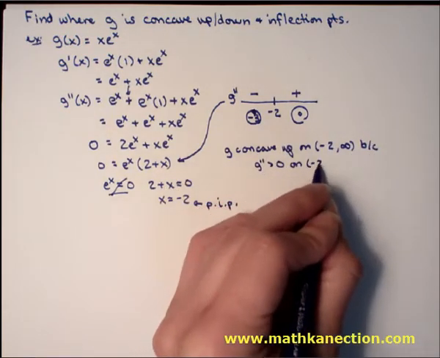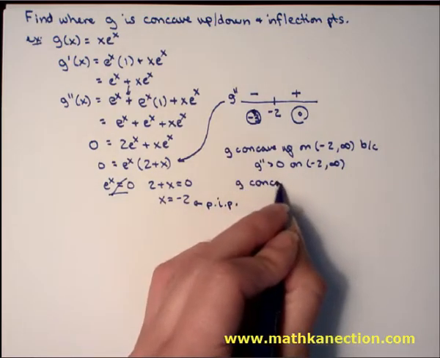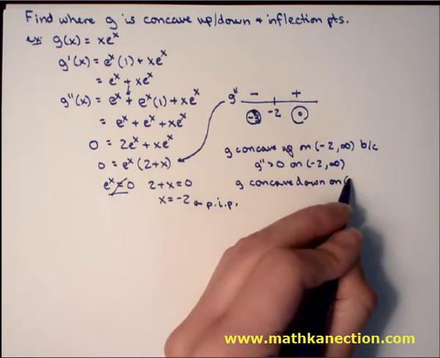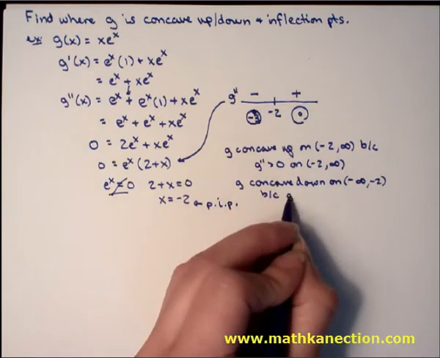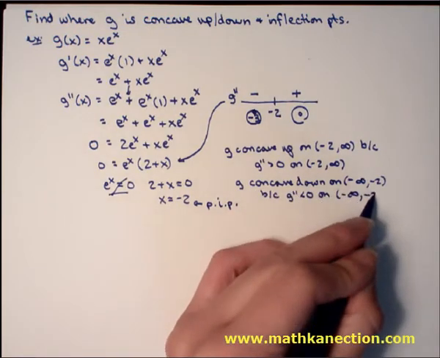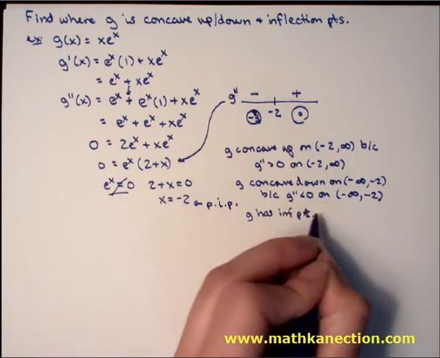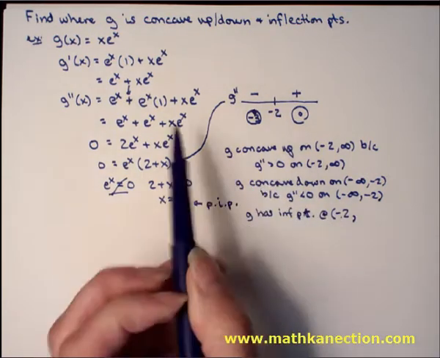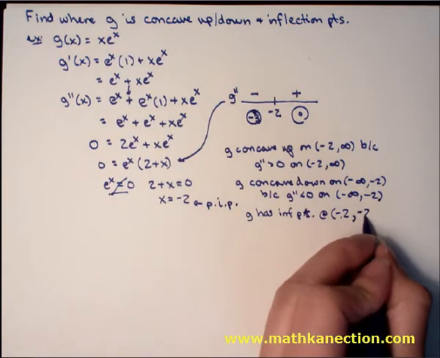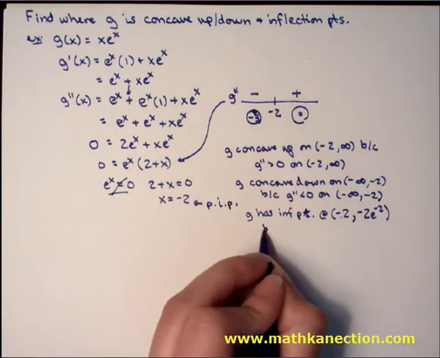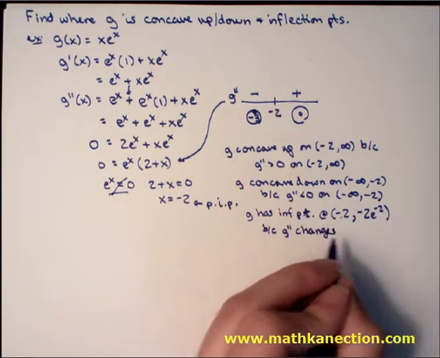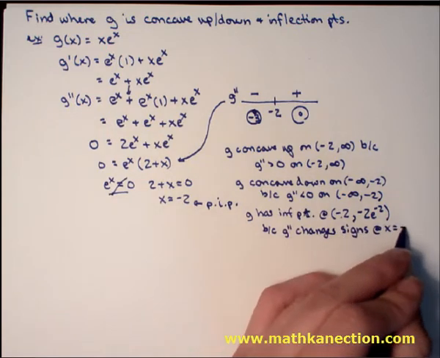So g is concave up on the interval from negative 2 to infinity, because g double prime is greater than 0 on that interval. And then g is concave down on the interval from negative infinity to negative 2, because g double prime is negative on that interval. And g does have an inflection point at (-2, ...), getting the y value by plugging into the original function, which is -2e to the -2. The reason is that g double prime changes signs at x is equal to -2.